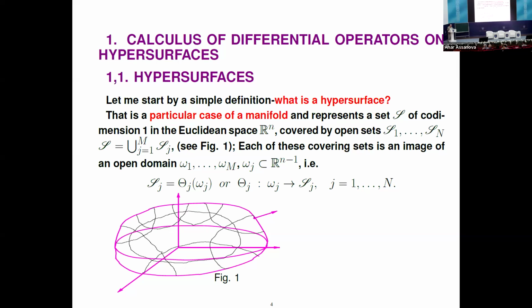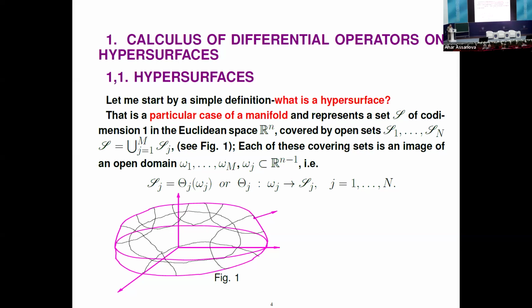You know well that the sphere cannot be mapped on a compact set. The surface of the sphere you cannot map continuously onto an n-1 dimensional compact domain. You need at least two pieces, to divide it in two pieces to map it, and this will then be the compact mapping on the compact sets. So it is for any manifold and hypersurface also.